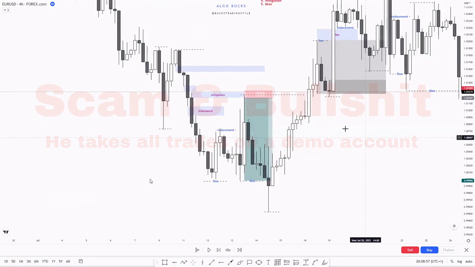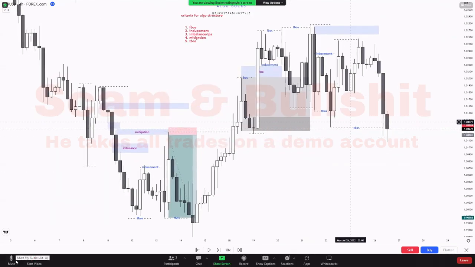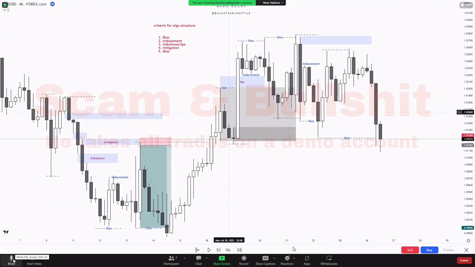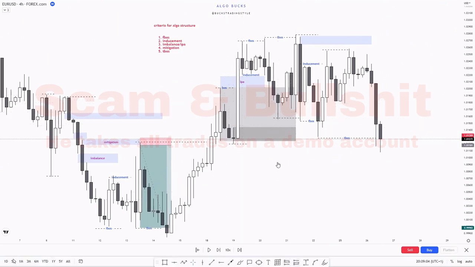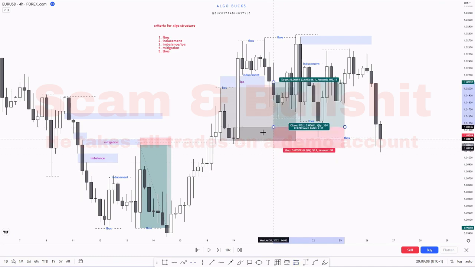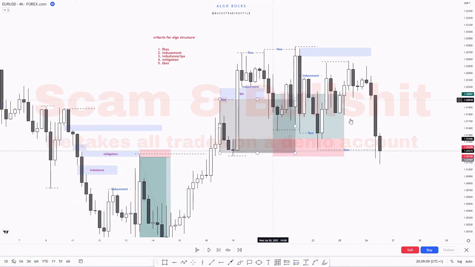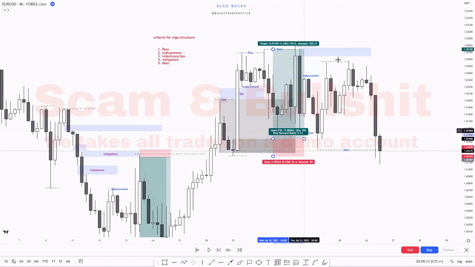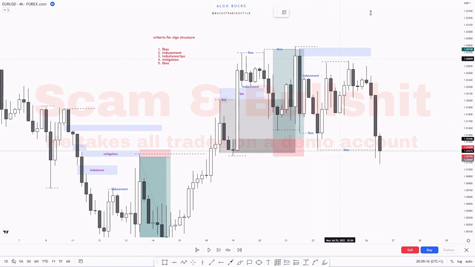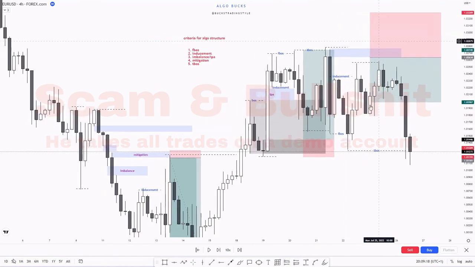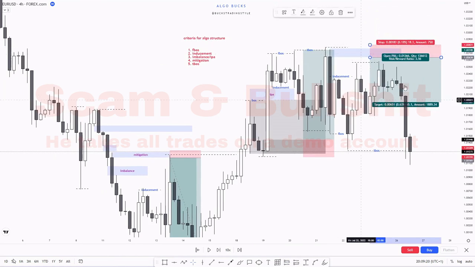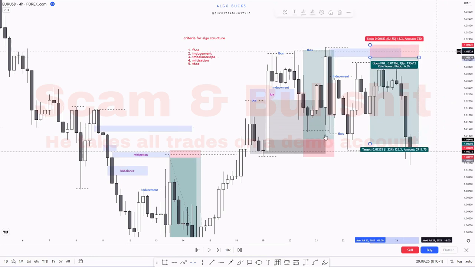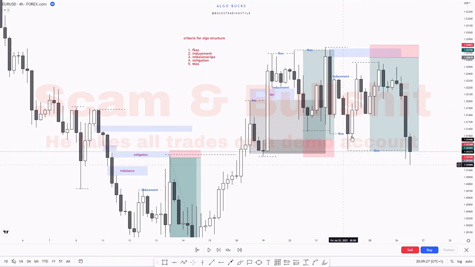If we look at this refinement, we set our entry right here, stop loss below this, take profit at the true break of structure high, right? Same thing with these two. This is how we do it. The stop loss is above the high, the take profit is always at the true break of structure right here. Because for the algo cycle to be complete, price needs to take out the true break of structure low.